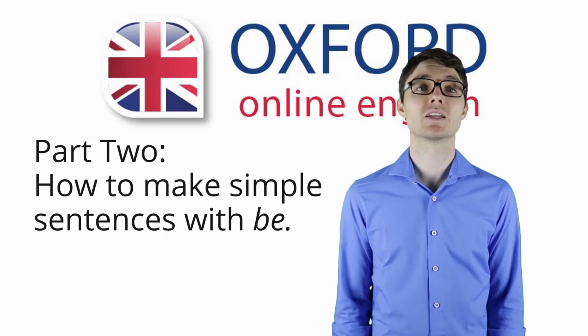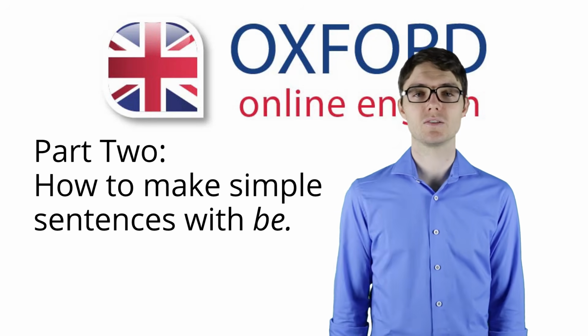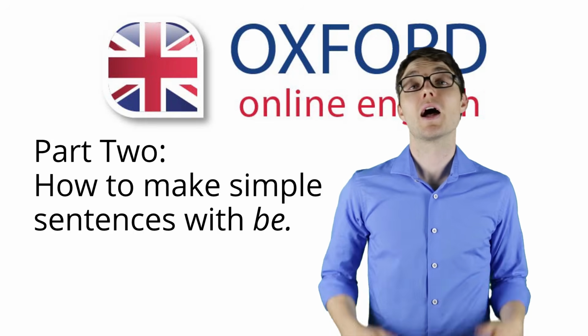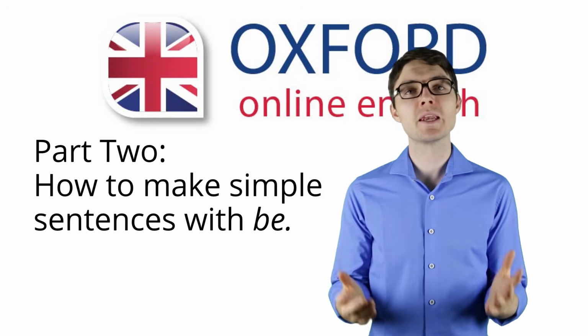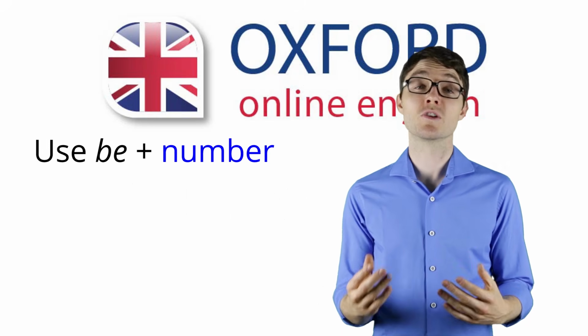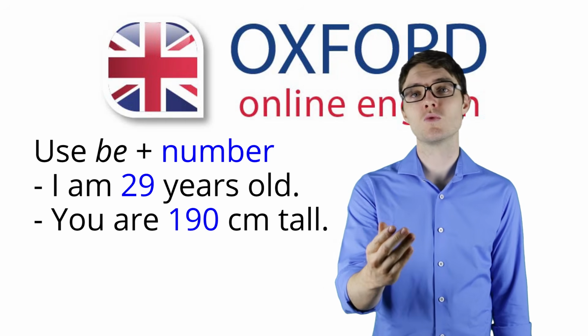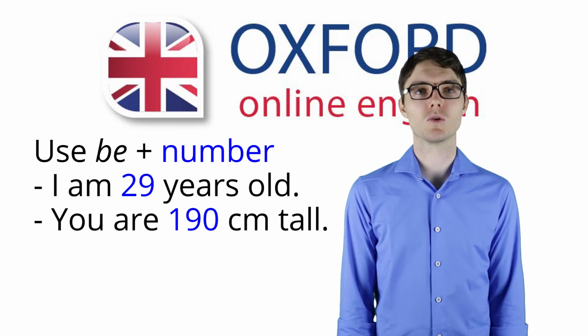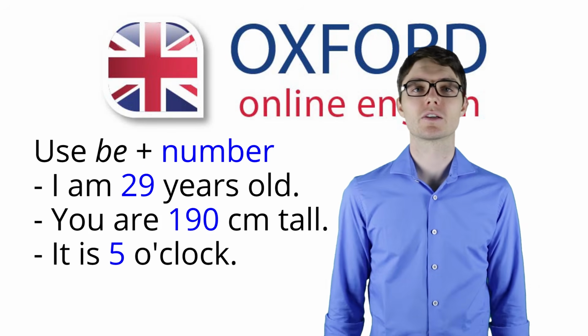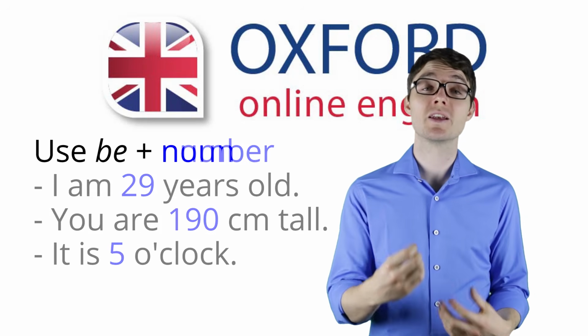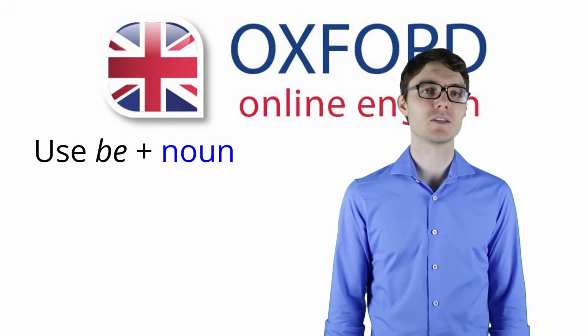Next, let's look at how to make simple sentences with be. How can we use be? There are many ways. We can use be with a number. I am 29 years old. You are 190 centimeters tall. It is 5 o'clock.